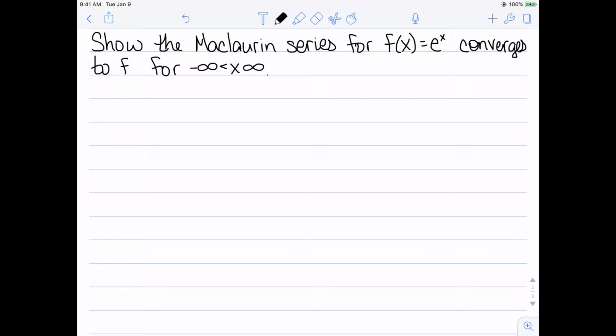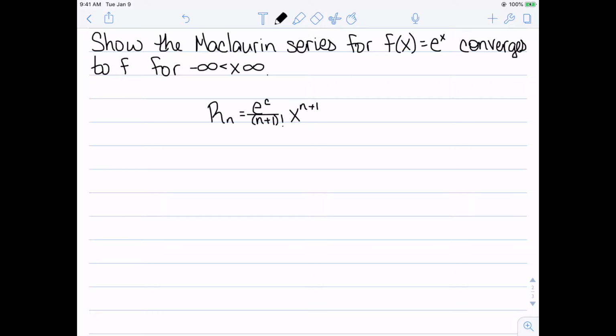So I want to show that the Maclaurin series for f(x) equal to e to the x converges to f for x being anywhere between negative infinity and infinity. I've previously talked about this particular series and said that the interval of convergence is negative infinity to infinity. And you can double check that yourself as well. This is definitely the interval of convergence.